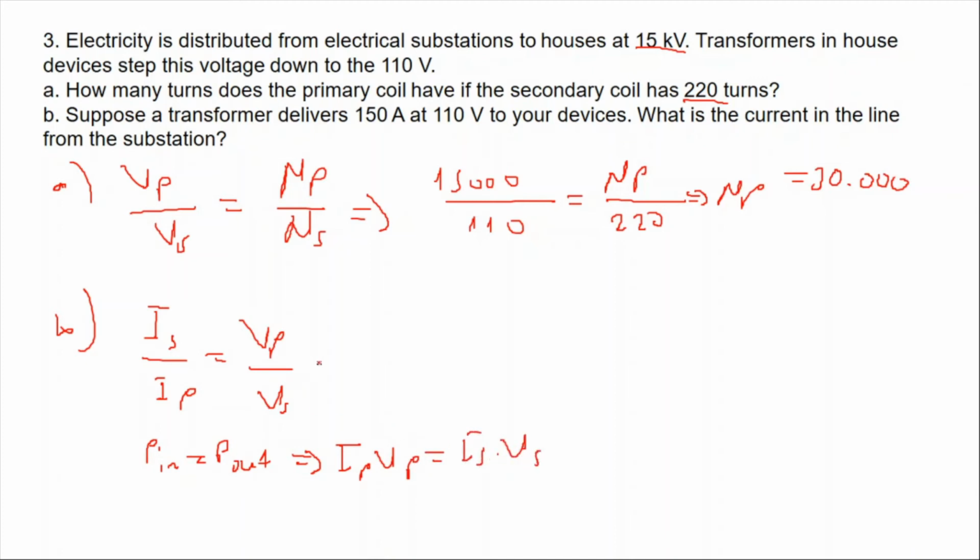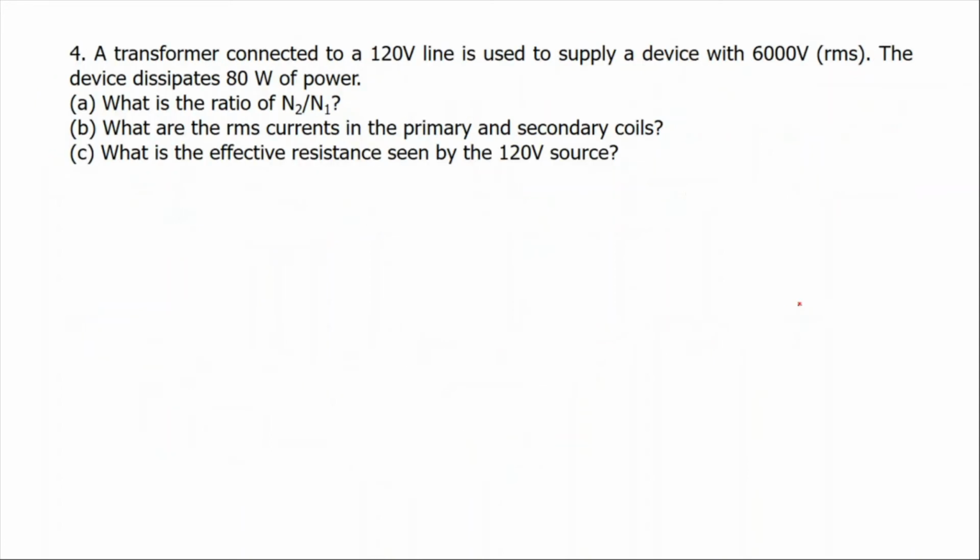So rearranging this formula, it is going to be equal to this one, and we know that the secondary current is 150 amperes, and V primary is equal to 15,000 divided by the secondary voltage, 110. So in making the calculations, I primary will be equal to 1.1 amperes. So let's look at one more question and then we are going to finish.